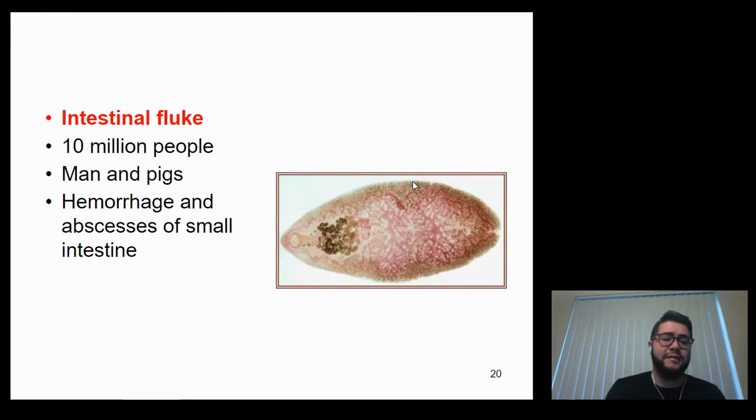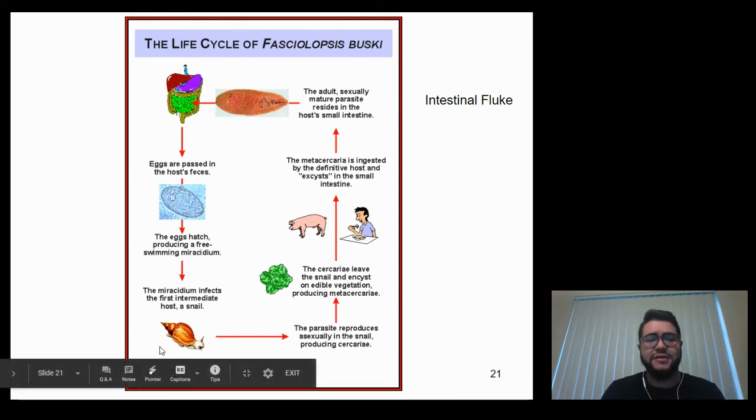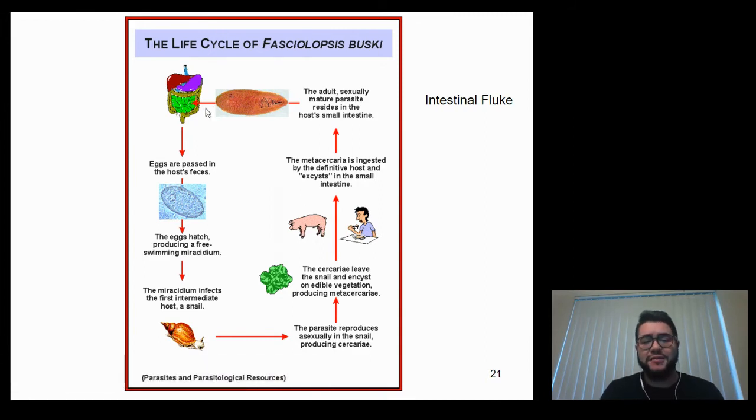Intestinal fluke, found mainly in humans and pigs, affects about 10 million people worldwide, causing hemorrhaging and abscesses of the small intestine. The life cycle is similar. Snails, the intermediary host, find their way into a pig, then make their way into a human.